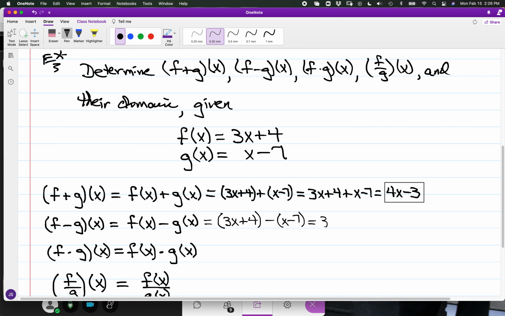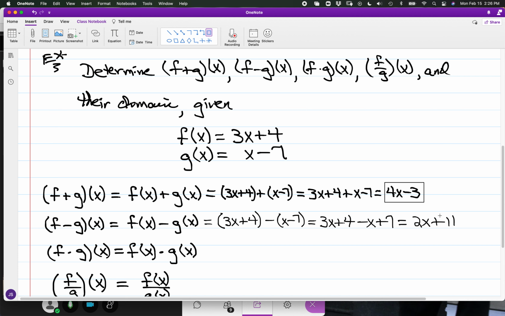So again, we still have f of x at 3x plus 4, and subtracting g of x. Now both x and negative 7 will be affected. So x will become subtracted, and what was minus 7 is going to translate to the addition of 7. With the output, we have 3x minus x is 2x, and 4 and 7 will make 11. So the difference function translates to 2x plus 11.